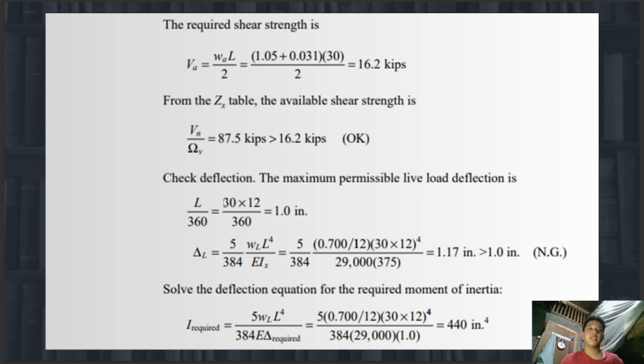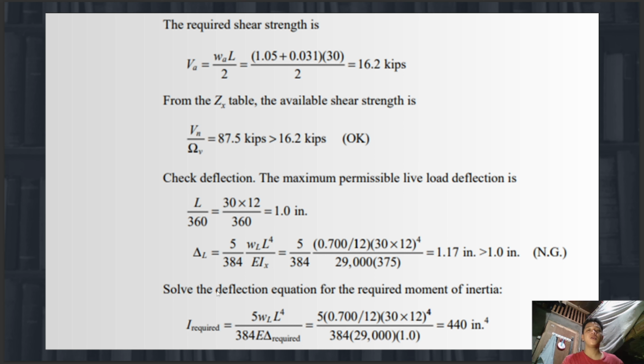Then itong next step is check deflection. So the maximum permissible live deflection is L over 360, in which 1.0 inch. So magsunod ta delta equals 5 over 384 times WL live load L to the fourth over E IX. So mag-plug in na itong values natin, 1.17 in which not good siya.